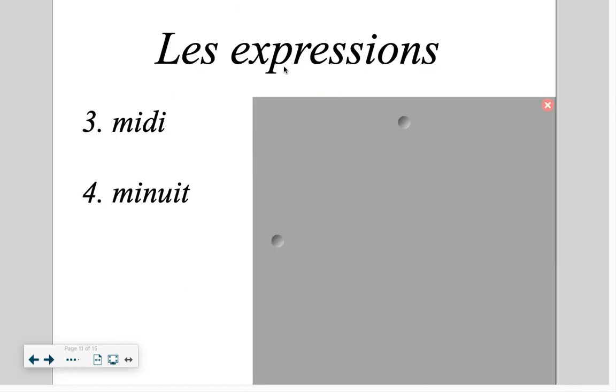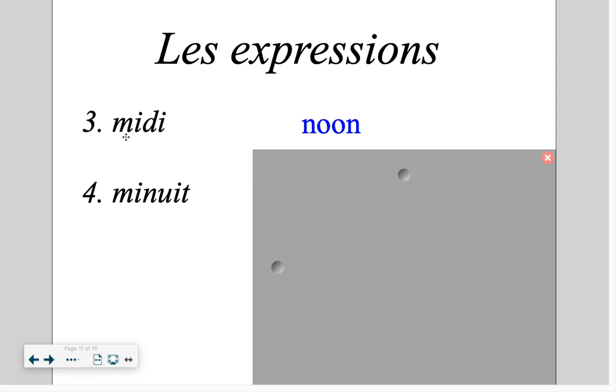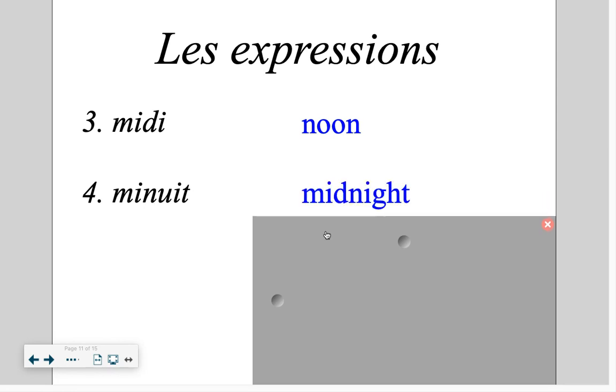So here are some expressions. This is on the next page of your PDF. Midi veut dire noon. So répétez s'il vous plaît. Midi. Minuit veut dire midnight. Donc répétez s'il vous plaît. Minuit. Midi. Minuit. Good. So the word nuit veut dire night.